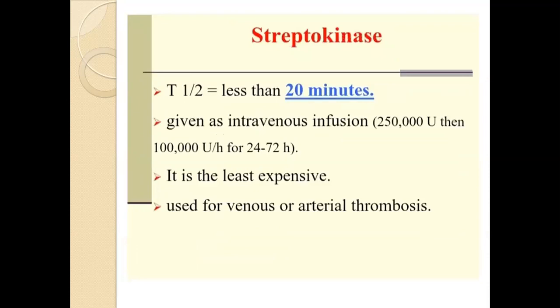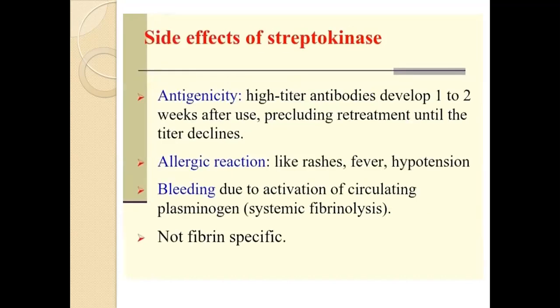Streptokinase. T half is less than 20 minutes, given as intravenous infusion, 2,50,000 units, then 1 lakh units per hour for 24 to 74 hours. It is the least expensive, used for venous or arterial thrombosis.